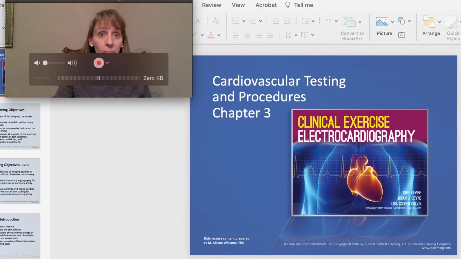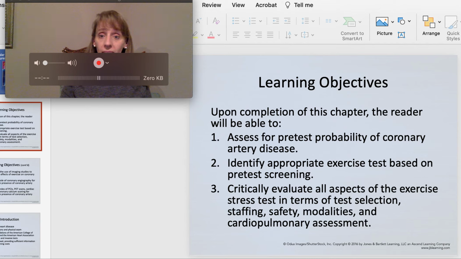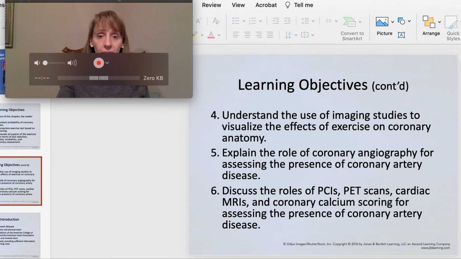So what are some of the basic diagnostic tests? Obviously, as we read EKGs, our end of this class is being able to run your own stress test, run your own GXT. So what we're going to do today is go over some of these key objectives. So probability for coronary artery disease that we're looking at assessing, so pre-test probability, what is the right test based on your pre-test screening, and then being able to evaluate all aspects of the exercise stress test, type of test selection, we'll go over different tests, who can run the test, the staffing, modalities, other cardiovascular assessments.